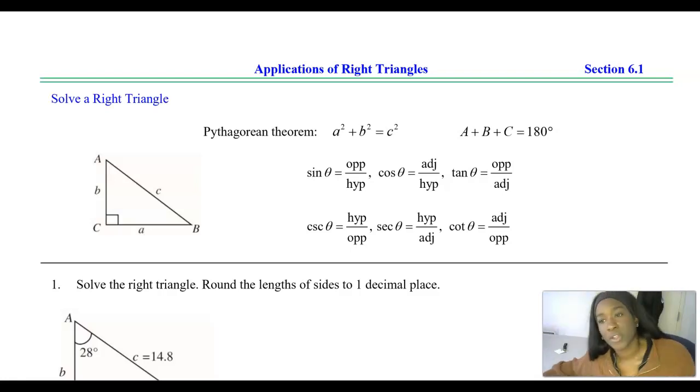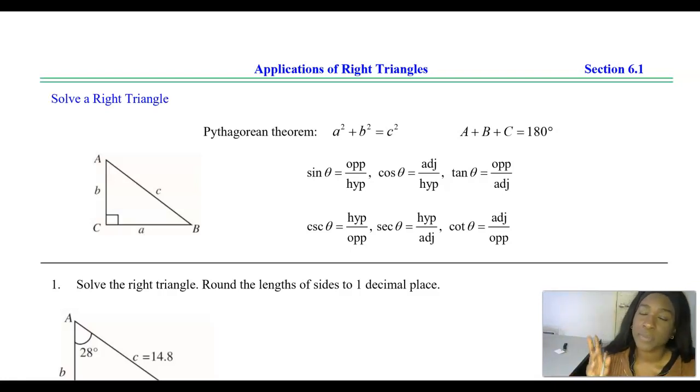In this video, we will be learning about applications of right triangles. The three pieces of information that we're going to be using all together are Pythagorean's theorem, the fact that all of the angles in a triangle add up to 180 degrees, and our SOHCAHTOA ratios.